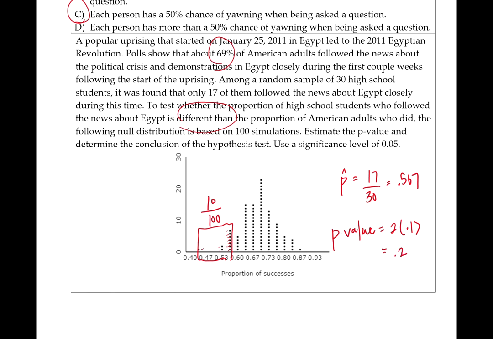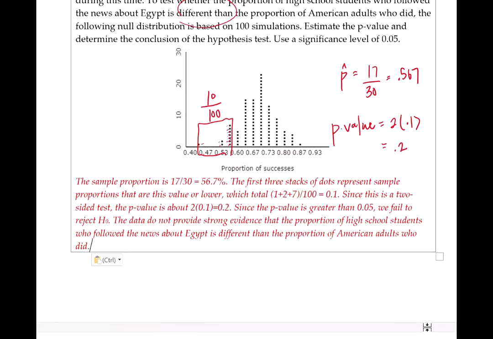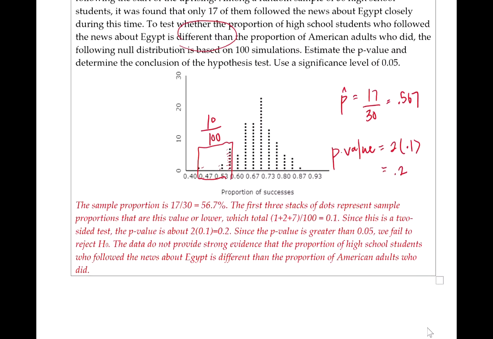Since 0.2 is greater than our significance level of 0.05, we conclude that our results are not unusual, and therefore we would not reject the null hypothesis. Let me write in that conclusion so that you can see it. The sample proportion is 17 out of 30, which is 56.7%. The first three stacks of dots represent sample proportions that are this value or lower, which total 1 plus 2 plus 7 equals 10 out of 100, or 0.1. Since this is a two-sided test, the p-value is about 2 times that left tail, which equals 0.2.